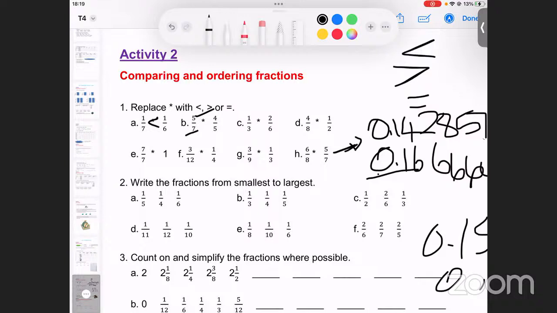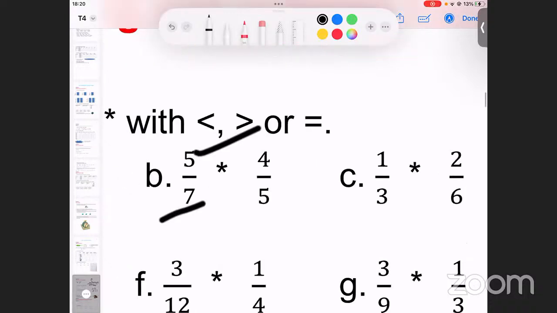Okay, so what's gonna be the answer for Kia Butlali? Is it gonna be less than, greater than, or equal to? Is 5/7 equal to 4/5? Or is 5/7 greater than 4/5? Or is 5/7 less than 4/5? 5/7 is less than 4/5. Perfect. So we're going to have a less than here.